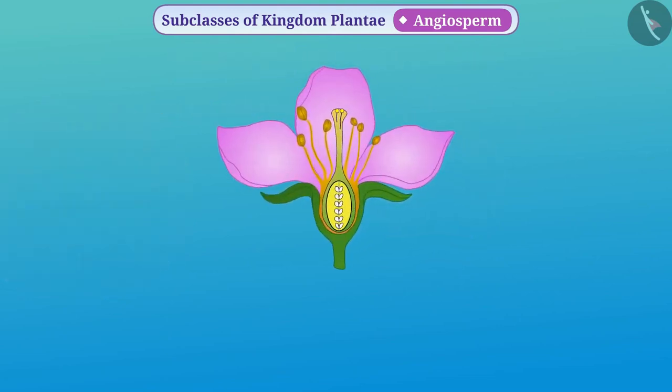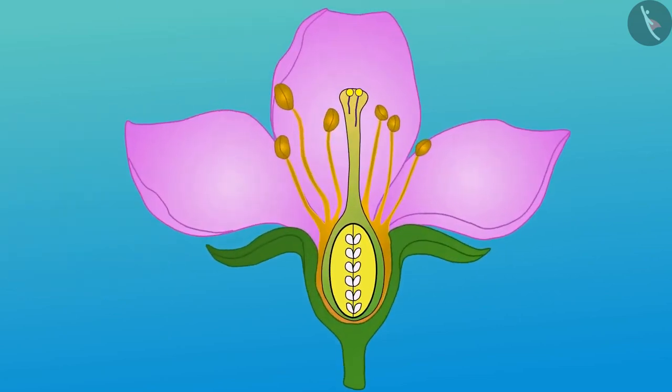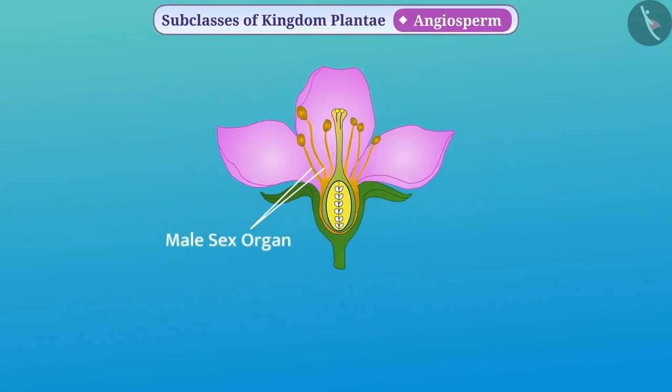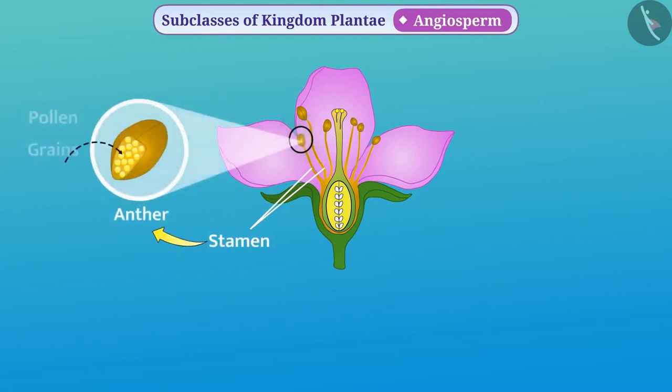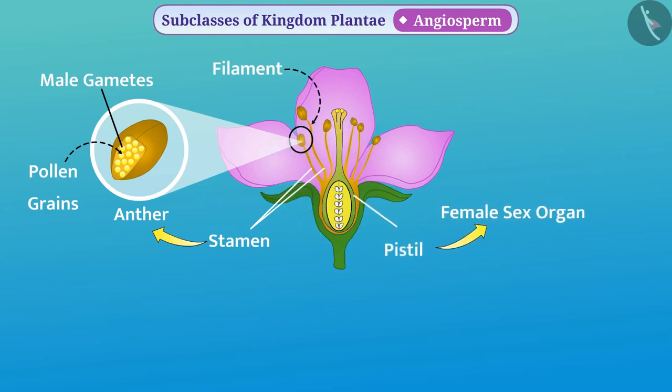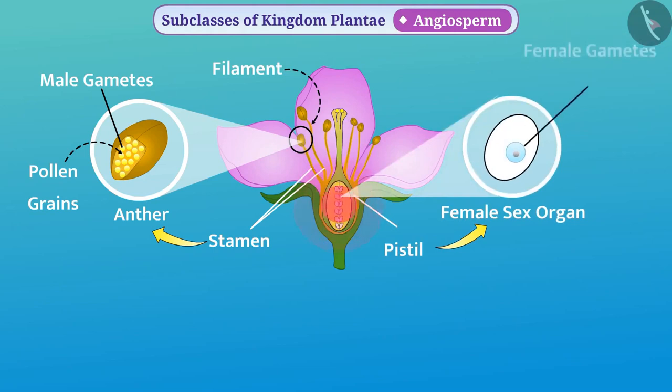If you look inside the circle of petals of the flower, you will find some thin tubes having inflated tops. These are the male sex organ of the plant called stamen. The stamen has two parts. The upper inflated part is called anther, in which the pollen grains are formed that have male gametes. The long and thin part attached to the anther is called the filament. In the center of the flower, there is a jug-like part called pistil. It is the female sex organ of the plant. It consists of female gametes called eggs in the ovary.